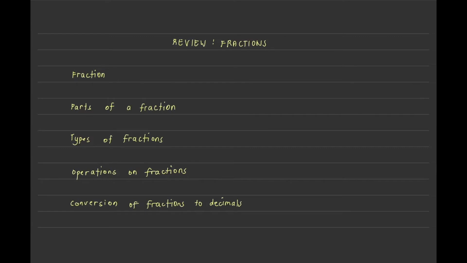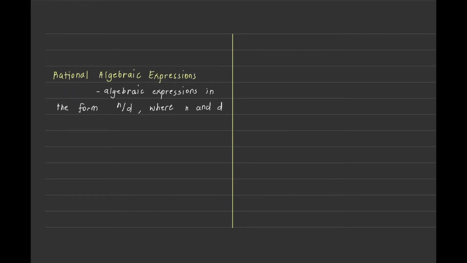That's it. These are just some of the important concepts that we need to remember when we are dealing with fractions. Some of these concepts will also be used in our discussion about rational algebraic expressions. But what are rational algebraic expressions? Rational algebraic expressions are algebraic expressions in the form n over d, where n and d are polynomials and d is not equal to 0. We also call them rational expressions.